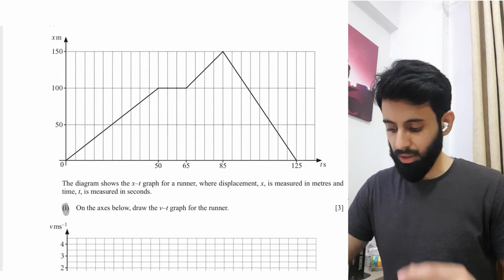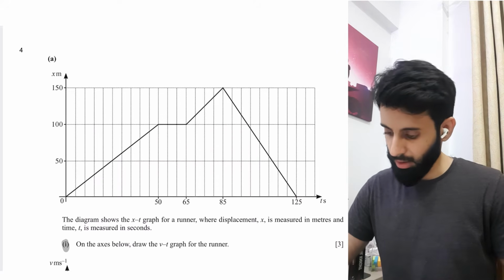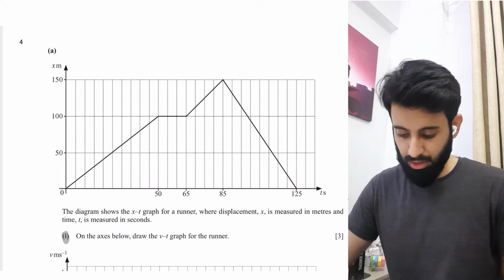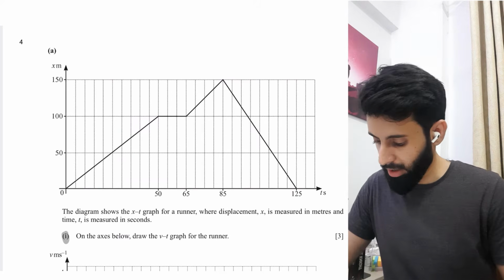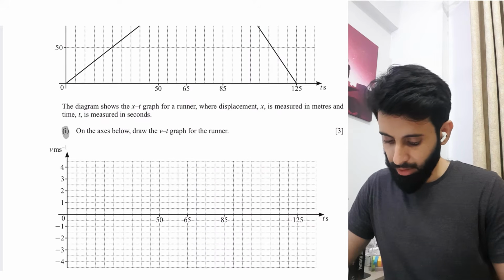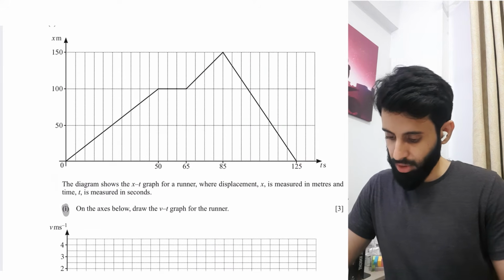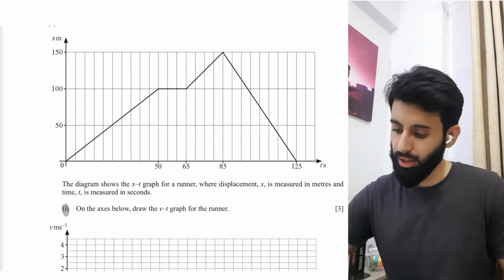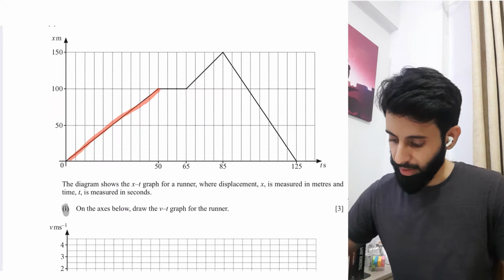The diagram shows the x to t graph, which basically means that x is displacement, in meters, and t is time, which is measured in seconds. On the graph below, draw the velocity time graph for the runner. So let's do just that. Let's have a look at the first part of the graph. This is the first part of the graph that I'm highlighting for you guys.